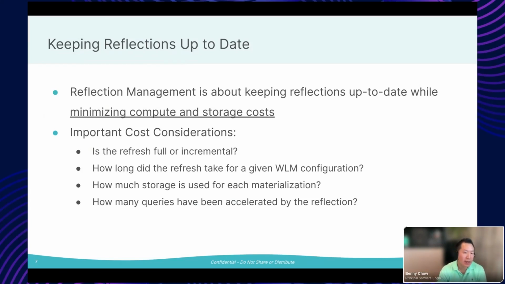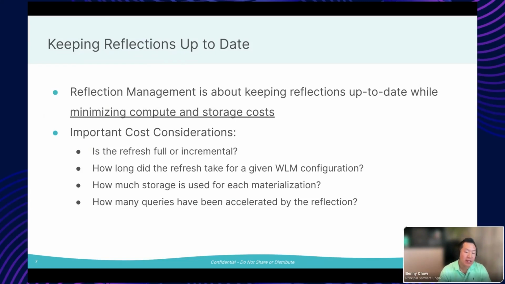So what are the important cost considerations? First and foremost, probably the most important thing is, when you're refreshing your reflection, basically updating it with the latest data, is it a full or incremental refresh? Obviously, full is going to be much more expensive than an incremental refresh. So what you want to achieve is incremental refreshes. Our system will pick the best method for you, but there are certain conditions under which we can do an incremental refresh, and I'm going to talk about that on the next slide.